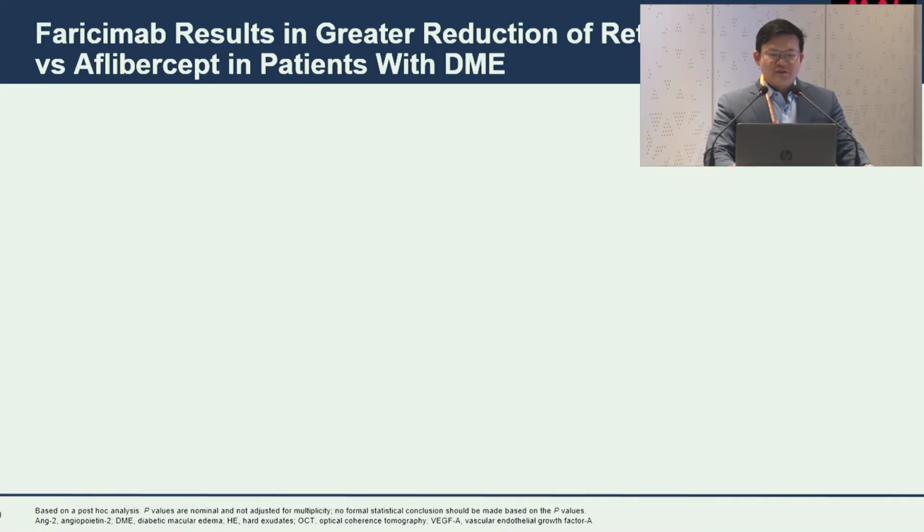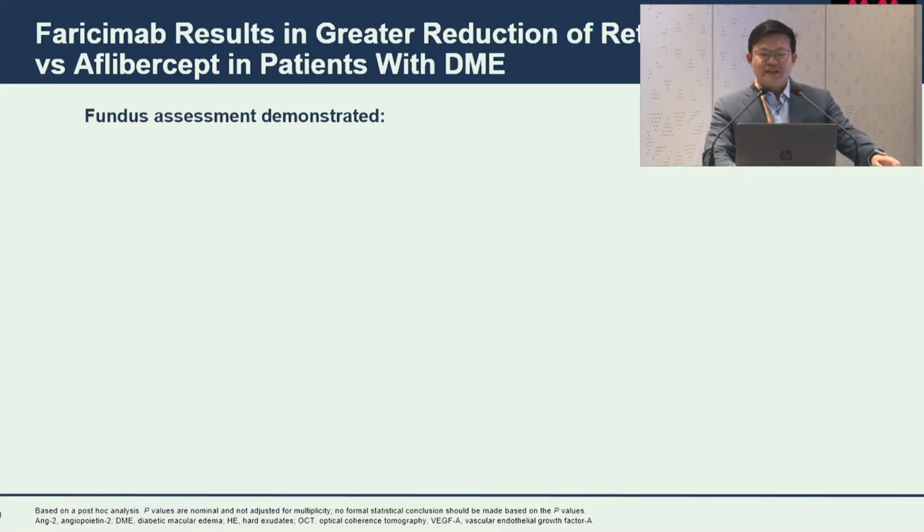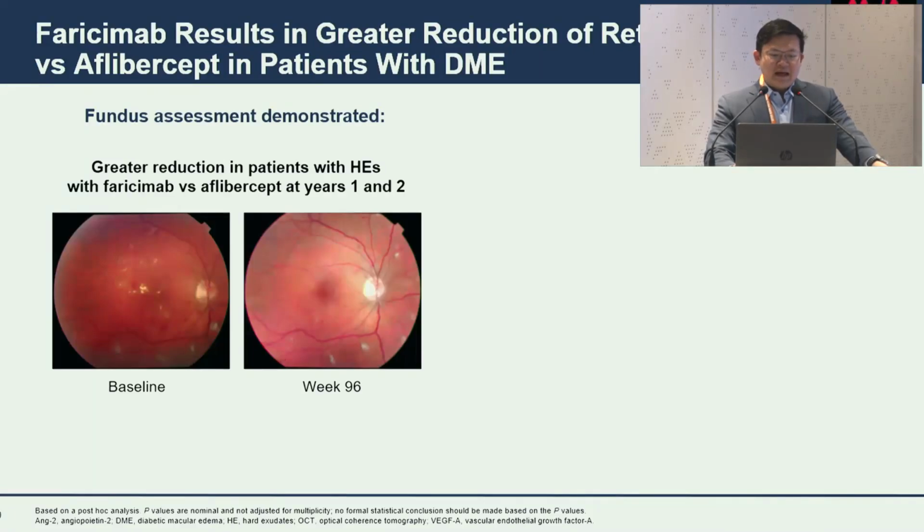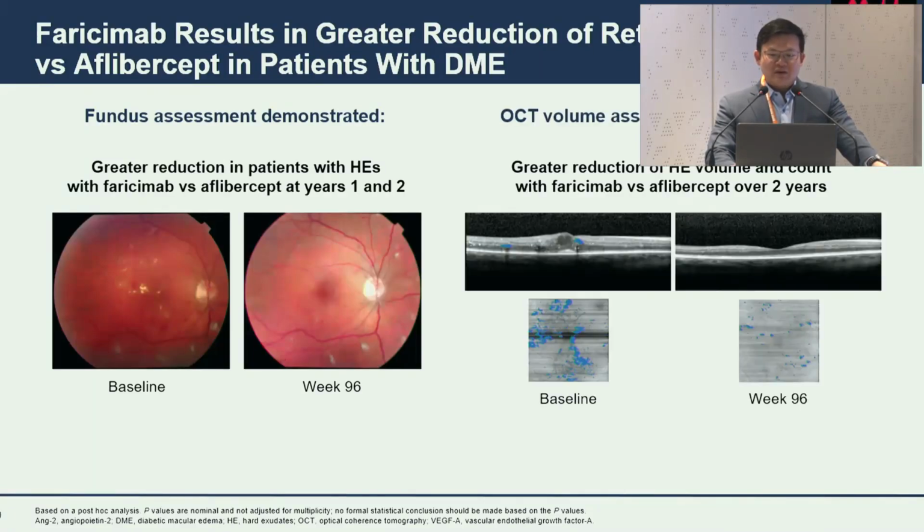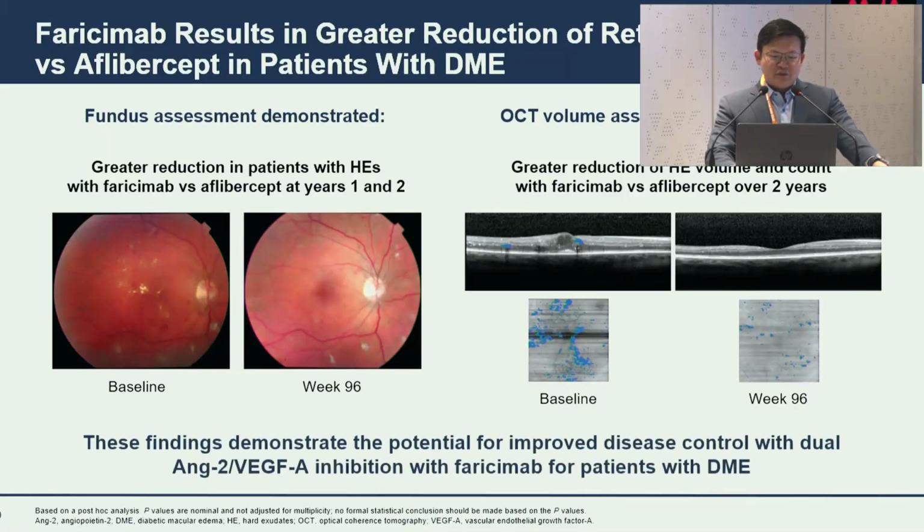So faricimab results in a greater reduction in retinal hard exudates versus aflibercept in patients with diabetic macular edema, and this was confirmed both on the fundus examination as well as the OCT volumetric and count examination at 2 years. And this finding suggests the potential for improved disease control with dual inhibition, and maybe if hard exudates are related to inflammation, it may suggest an improved anti-inflammatory effect with faricimab in DME.